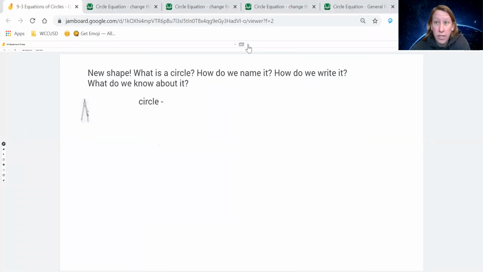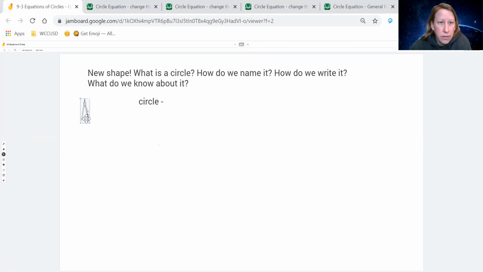So we have our new shape. It is a circle. What is a circle? How do you define it? How do you name it? How do we write about it? What can we do with it? How did people in ancient times draw circles? What tool do we use?